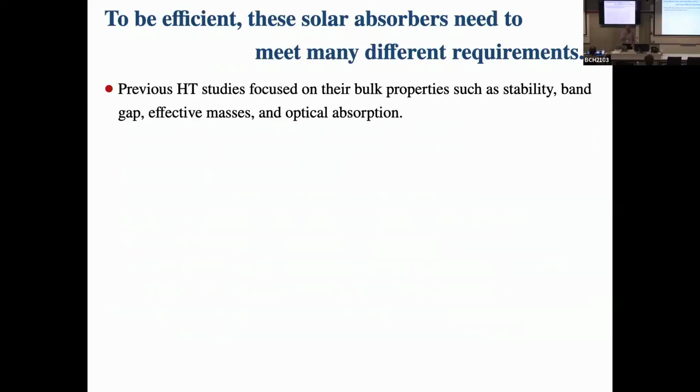So there have been a number of high throughput screening studies, these funnel approaches that were based mainly on bulk properties. So you look for a material that has a good band gap, because there is an optimal band gap defined by the Shockley-Queisser limit in terms of maximizing the efficiency. You want to have good effective masses, meaning low effective masses, because you want carriers that are fast, and you want to have good optical absorption.